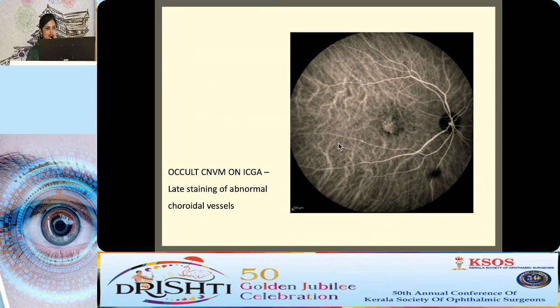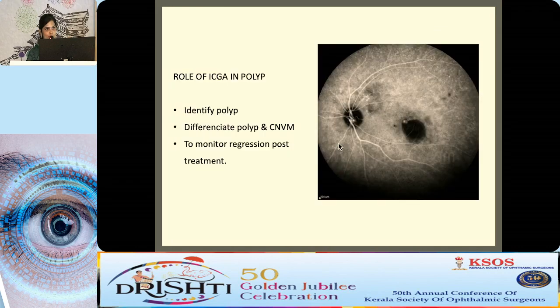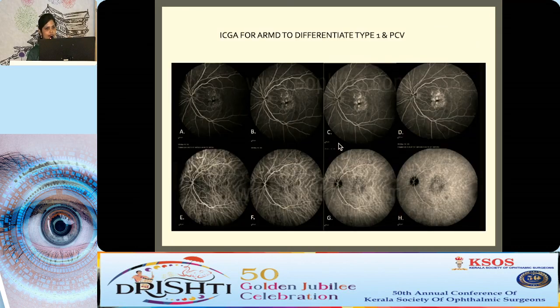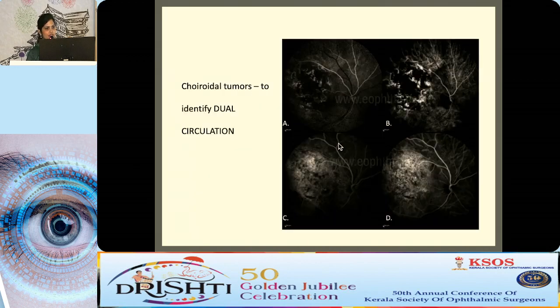So how does an occult CNVM look on ICG? Late staining of the abnormal choroidal vessels. ICG is used in ARMD to differentiate type 1 and PCV. It is also used in choroidal tumors to identify the dual circulation. We can see the dual circulation in pictures C and D.